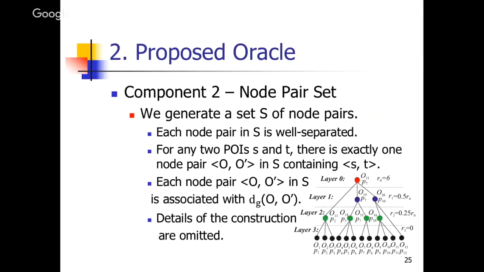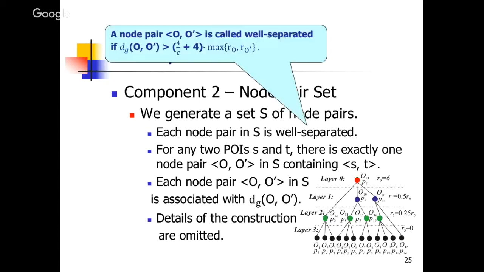Okay, then let me present the node pair set. We denote the node pair set by S, and each node pair in S is well separated. By well separated, we mean that the distance between the two nodes is larger than 4 over epsilon plus 4 times the maximum radius of the two nodes. And the distance between two nodes is defined to be the distance between their centers. This means that their distance is very large compared with their radius. For any two points of interest S and T, there is exactly one node pair O, O prime in S containing S, T. And each node pair in S is associated with their geodesic distance, and details are omitted here.